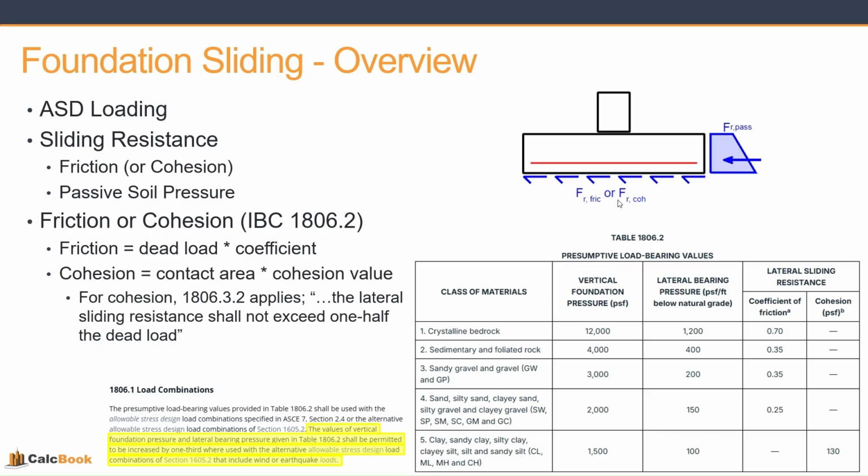So for friction, that's just the dead load times the coefficient for your material type there. And then if you're using cohesion, it's the contact area times the cohesion value. So for material class 5 there, they give you a cohesion value of 130 psf.